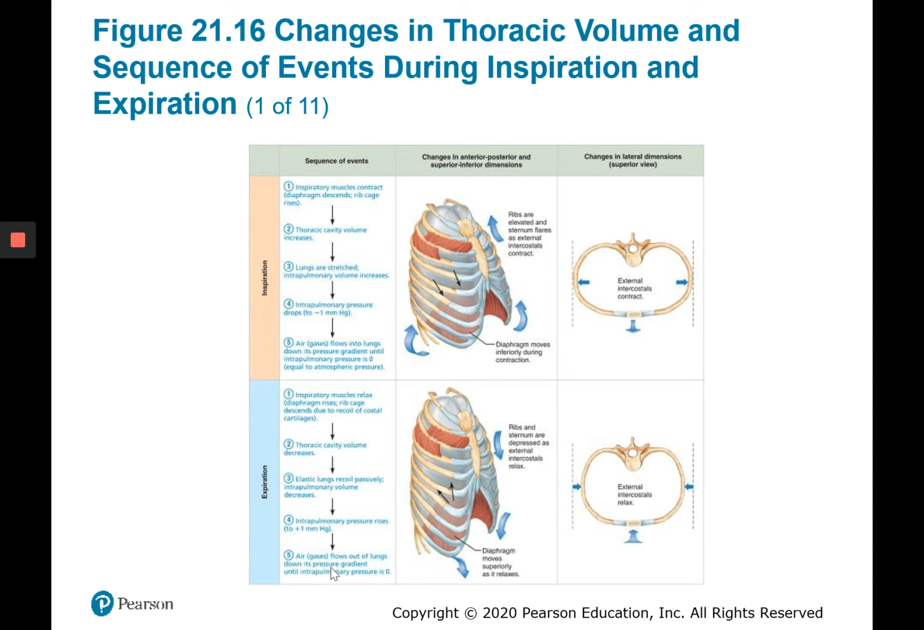For expiration, the inspiratory muscles relax. That decreases thoracic cavity volume, which decreases lung volume because of the elastic recoil of the lungs. If we decrease lung volume, that's going to increase pressure. The increased pressure in the lungs is going to be a positive pressure that pushes air out of the lungs.